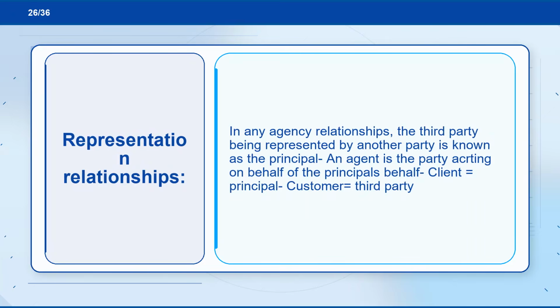Flashcard 26. Term, representation relationships. Definition: in any agency relationship, the party being represented by another party is known as the principal. An agent is the party acting on the principal's behalf. Client equals principal, customer equals third party.